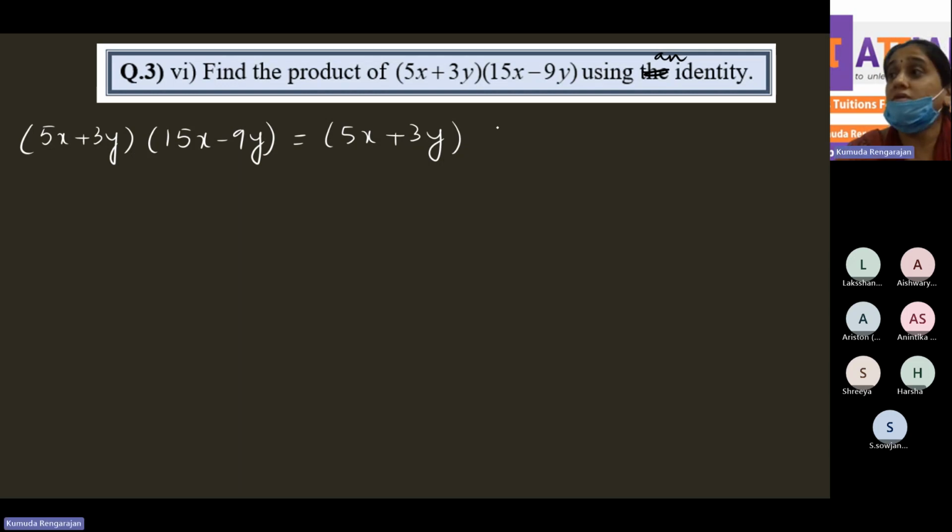What is the common factor? 15 and 9. What's the common factor? 3, right? Take out 3 common. So it will be 3 into 5x minus 3y.